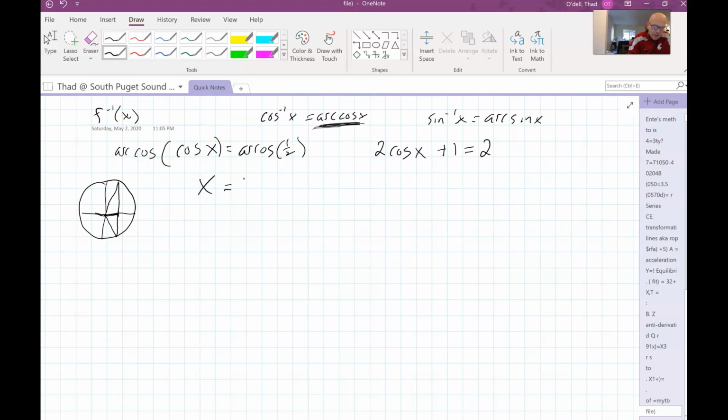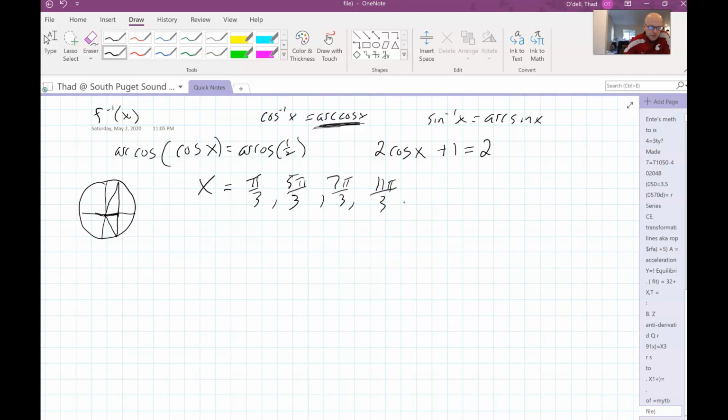Arc cosine of 1/2 would be, well, it could be pi over 3, or it could be, would that be 5 pi over 3? Or if I spin around the circle, that would be 6 pi over 3, 7 pi over 3. Or if I go all around there, 8, 9, 10, 11 pi over 3. And of course I could just keep going on forever. Okay?